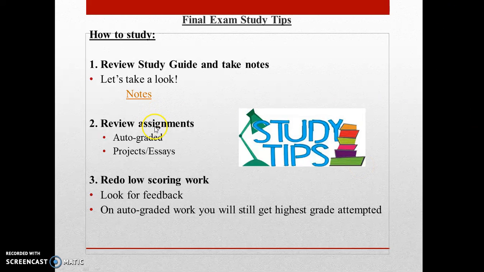Number 2 says review assignments. So make sure that you review any assignment that's been auto-graded, meaning that you got an instant result from, or projects and essays that you have worked on in this class. So again, review those. Those are very important.